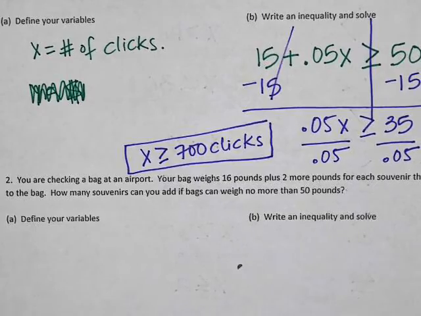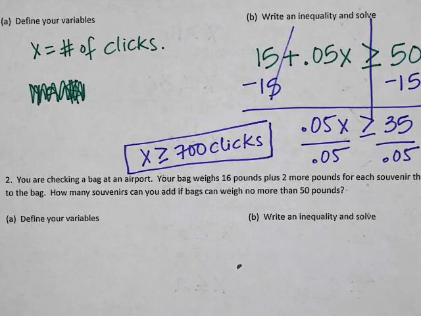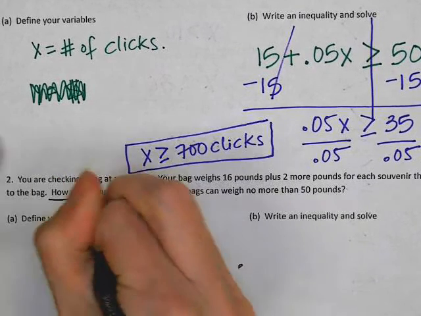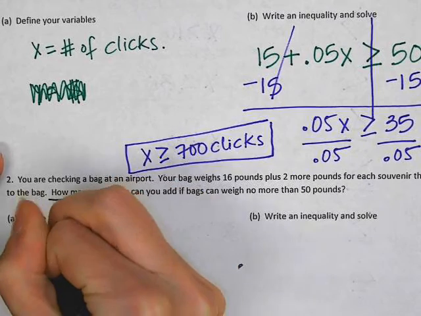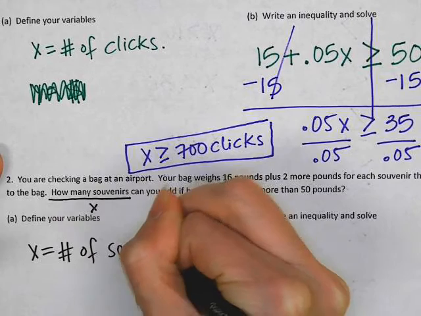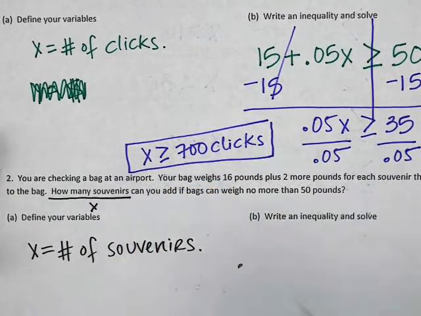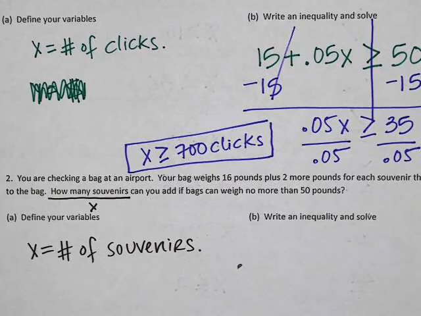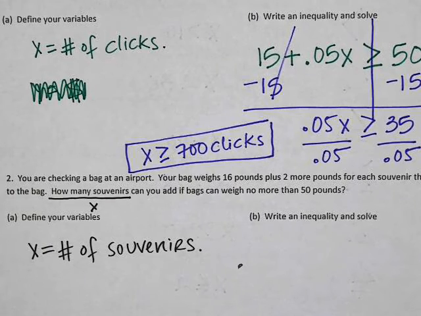Okay, so let's read number 2 here. You are checking a bag at an airport. Your bag weighs 16 pounds plus 2 more pounds for each souvenir you add to the bag. How many souvenirs? Okay, so that's going to be X. So X is the number of souvenirs. And again, we don't need Y, but Y is going to be pounds. But we don't have to write Y in the equation. So let's see if we can set this inequality up.